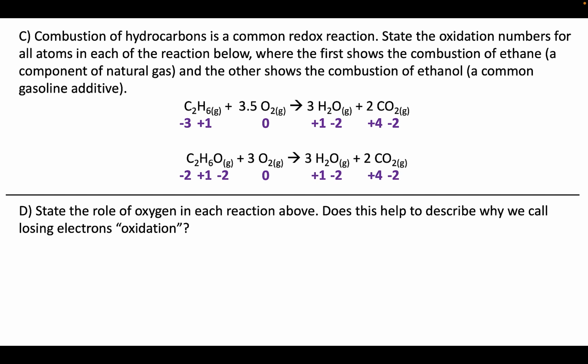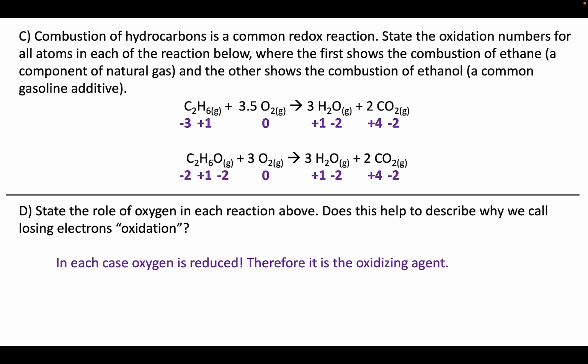And for the carbon dioxide, it's actually the same thing, still +4. If we have carbon dioxide here, carbon dioxide there, carbon dioxide anywhere, the oxidation number for the carbons and the oxygens are always going to be the same. Okay, for the final question, we're saying, well, what's oxygen doing in these reactions? And does this describe why we call losing electrons oxidation?